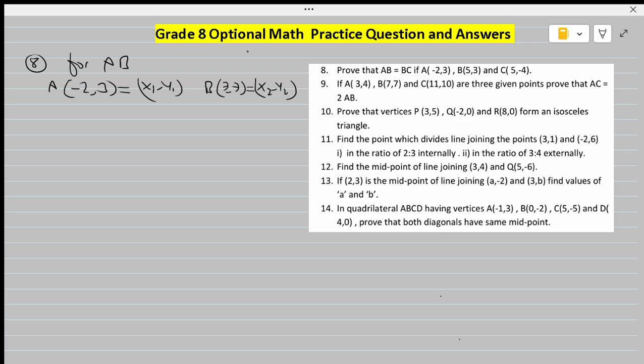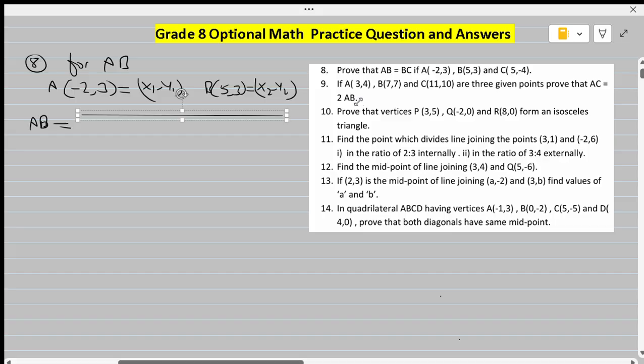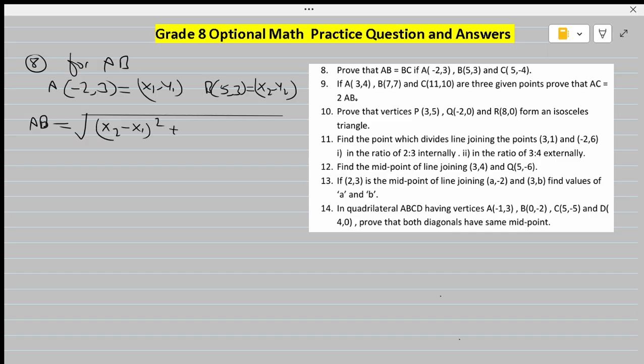I made a small mistake. A is (-2, 3), B is not (7, 7), it is (5, 3). So B is (5, 3). Now we find the distance. So AB equals root over of (x2 minus x1) square plus (y2 minus y1) square. Now let's keep their values.